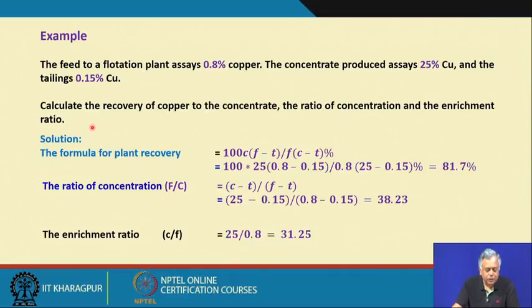So, how do I use it? The formula for plant recovery was 100 c into (f minus t) divided by f into (c minus t), where these percentages are all assay contents. I put in these values of the assays and get a plant recovery of 81.7%. See, this is the beauty, but as I said, it is better to have a clear concept of how we are getting it.